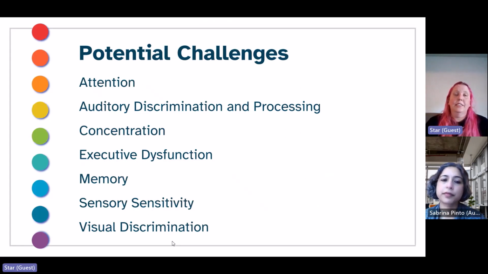So there are a lot of challenges that neurodivergent learners can face. This includes things like attention, auditory discrimination and processing, concentration, executive dysfunction, which is the cognitive processes that are involved in goal setting, planning, and organization, memory, sensory sensitivity, and visual discrimination. Well, a lot of the strategies we'll talk about are especially good for helping with attention, but we will try to address all of these different challenges and ways to address them.